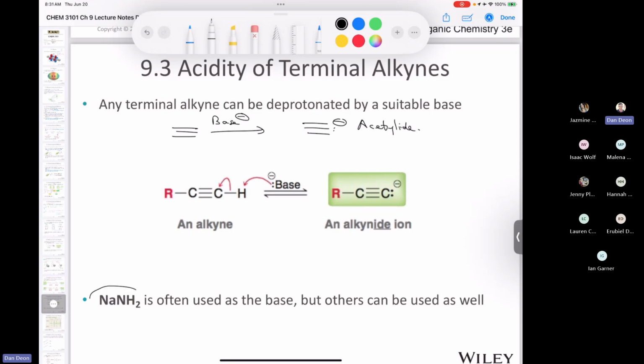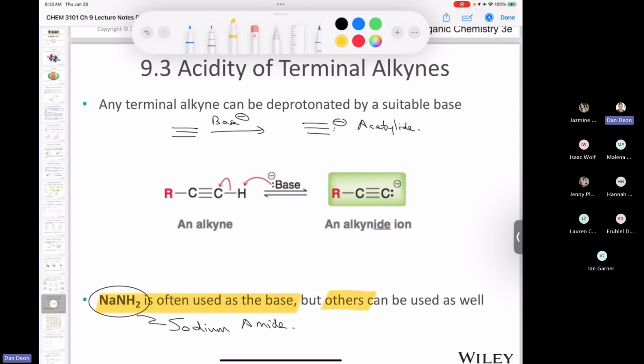The base that we most often use is sodium amide, because it works really well. So again, the name of this compound is sodium, which is our cation, amide. All right, there you go. And you have to know how to draw the Lewis structure of the amide ion. Why? Because I expect you to be able to draw the mechanism of a deprotonation, which is a relatively straightforward mechanism.